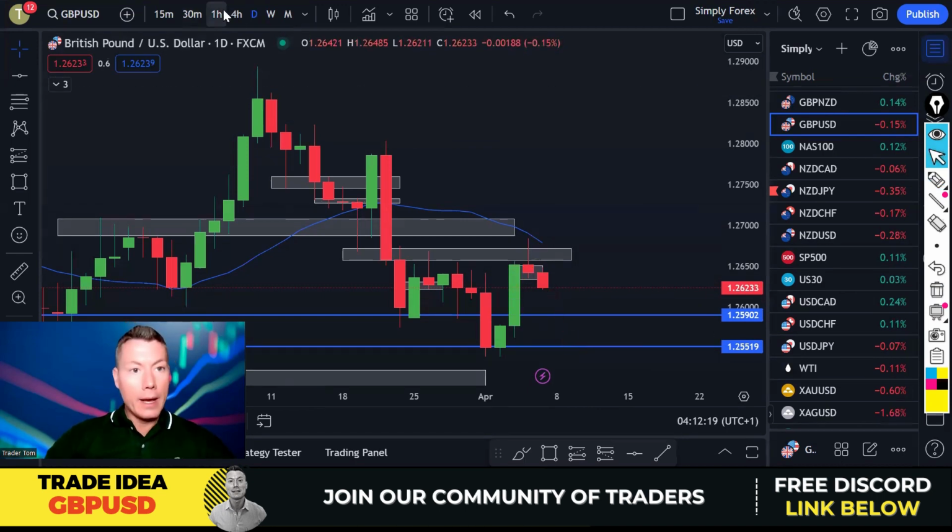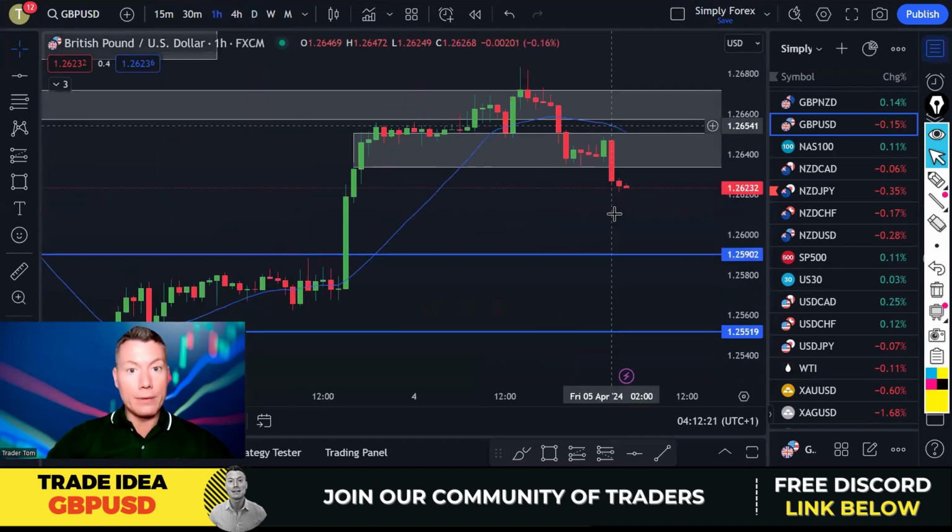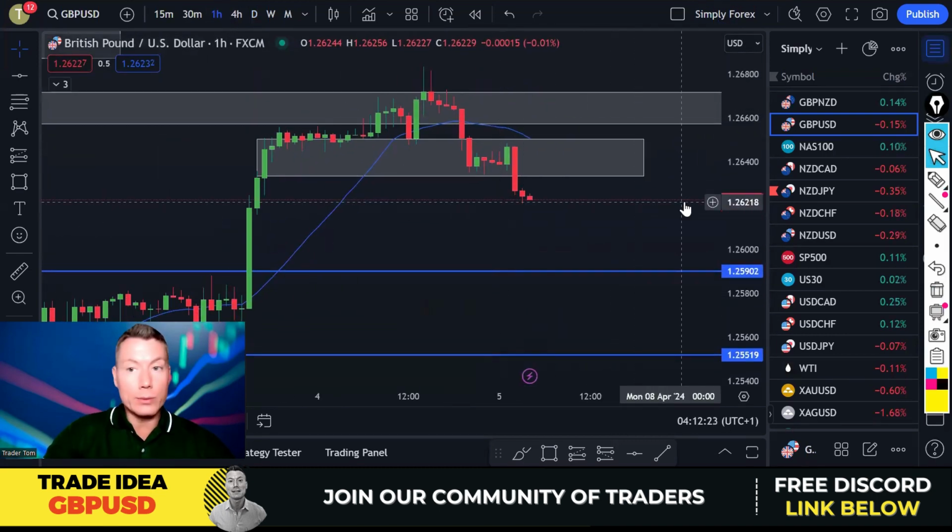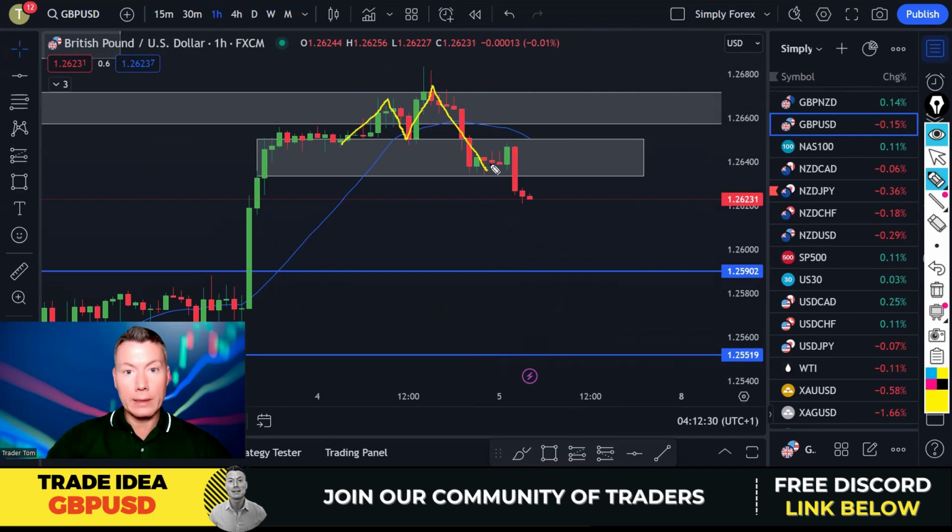Again, drop down to the H1. This is breaking down. You could enter this one as well. I just preferred New Zealand US dollar, but you can just follow H1 structure. You can clearly see we've broken down. So this is a perfectly good sell right now as well, to take back down to this level.